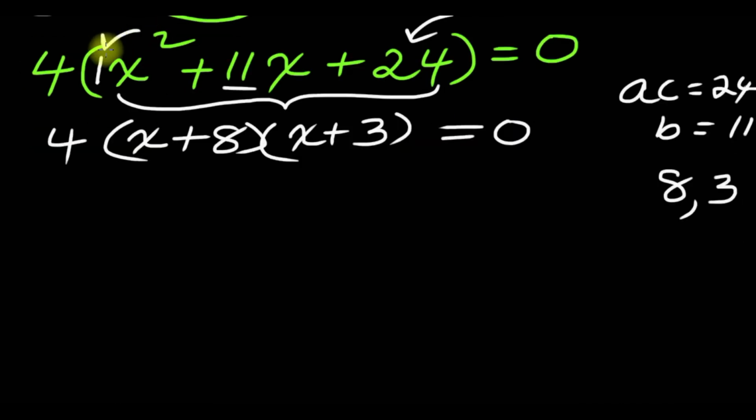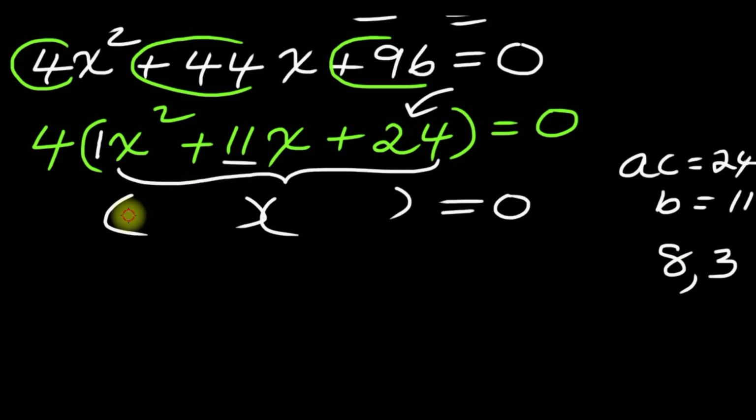Your A is a 1. So if you divide the 8 by 1, it's not going to do anything, and if you divide the 3 by 1, it's not going to do anything. So those are your two factors, 8 and 3. We're going to write it out: x plus 8, and then x plus 3, and then the 4.